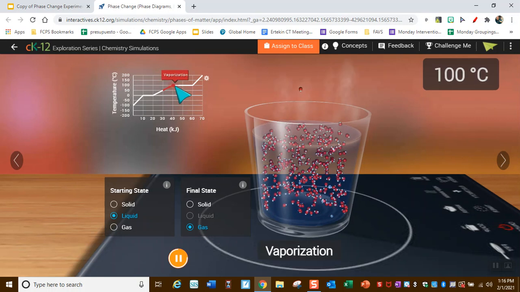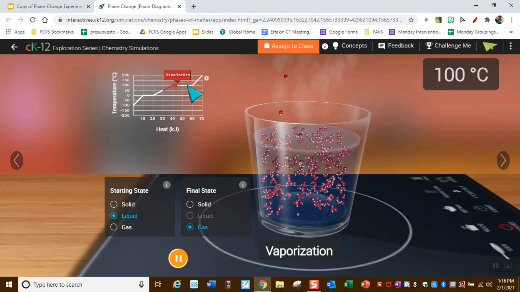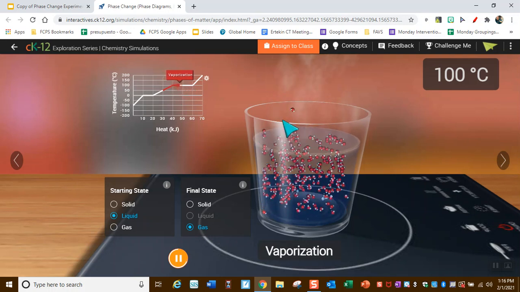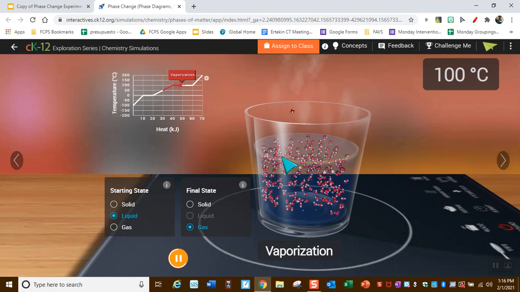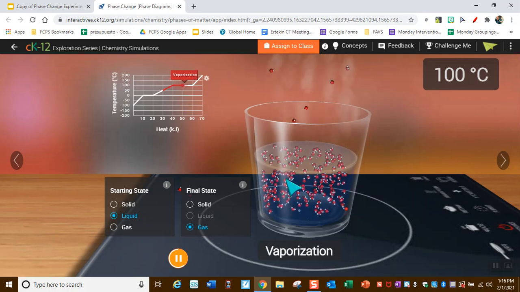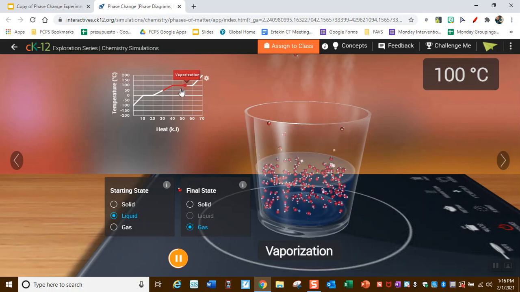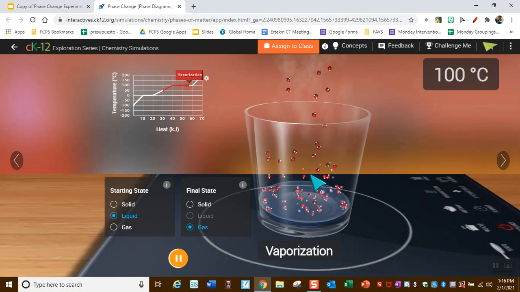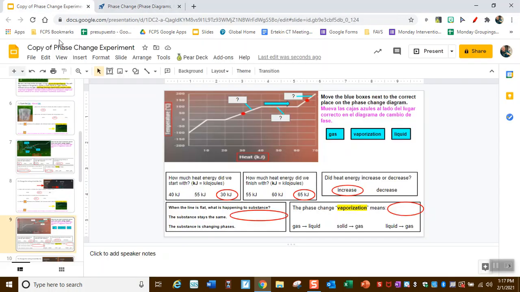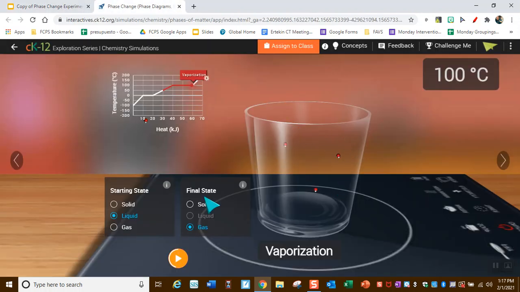Okay. So now the line is flat. Ahora la línea está plana. Is the substance staying the same or is the substance changing? La sustancia está cambiando o manteniéndose lo mismo cuando la línea del gráfico está plana. And then let's stop. So it definitely changed phases, right? The substance is not the same, right? Because now it's a gas. But we started with a liquid, okay?